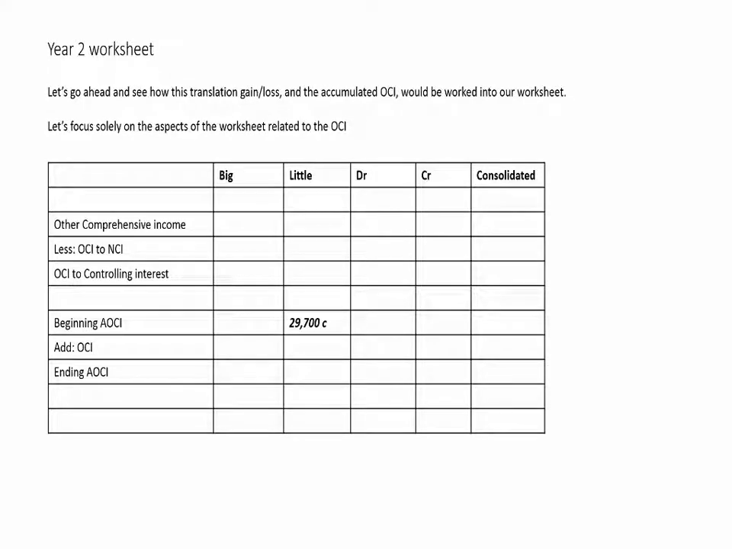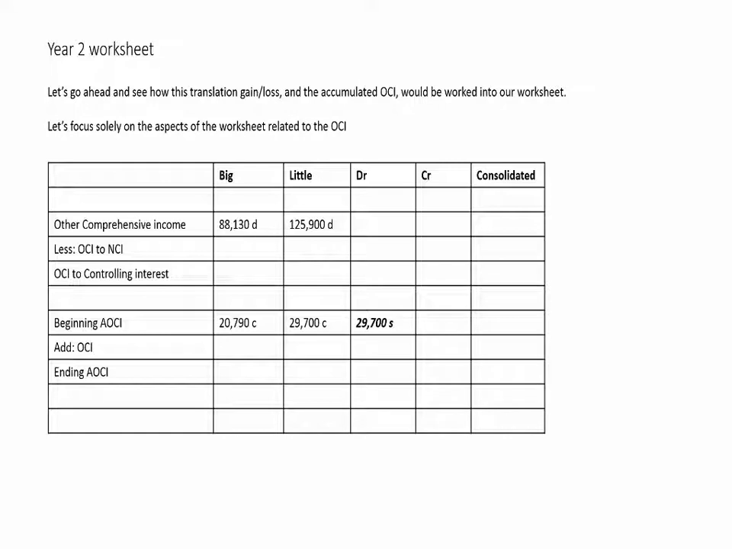Okay, so what do we have in our worksheet? Little has beginning accumulated other comprehensive income of $29,700, and again, it's important to note that that's a credit balance. The other comprehensive income and the accumulated other comprehensive income can be either debits or credits. And Big has beginning accumulated other comprehensive income equal to their share of that $29,700. We also have other comprehensive income for this year. Again, that plug figure on Little's trial balance was $125,900 as a debit balance, and Big reported their 70% of that, or $88,130.